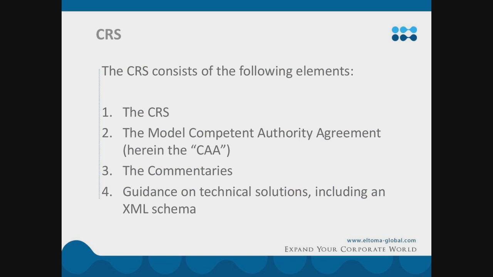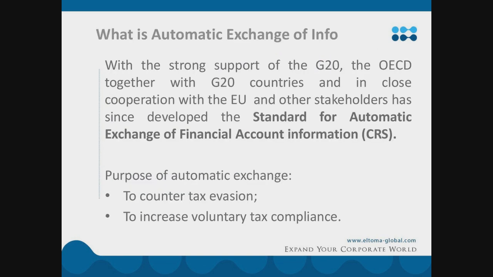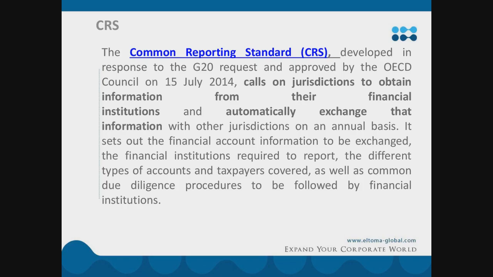So as was previously said, the purpose of automatic exchange is to counter tax evasion and to increase voluntary tax compliance. The common reporting standard was finally approved by the OECD on the 15th of July 2014, and it calls on jurisdictions to obtain information from their financial institutions and automatically exchange that information with other jurisdictions on an annual basis.